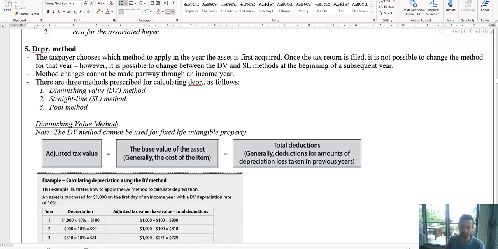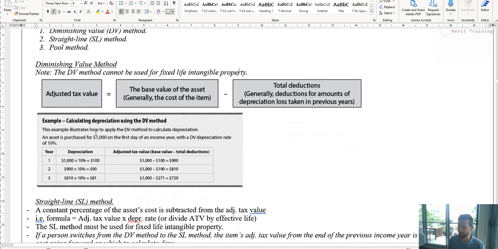So the first one is diminishing value. And just a quick note with diminishing value, you can't use this method for fixed life intangible property. Okay, you can use it for other assets, just not fixed life intangible property. For example, software, right? You've got to use straight line. So basically the way you calculate it, simple formula, it's just adjusted tax value is equal to, and adjusted tax value is basically the written down value of the asset for tax purposes at the end of the year.